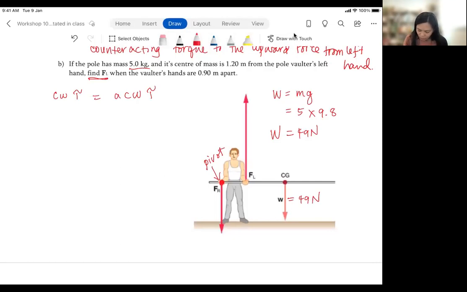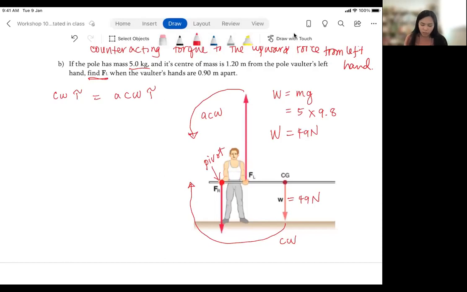Right, so looking at FL, it is upwards. It will tend to rotate the pole in an anti-clockwise direction about the chosen pivot point, whereas the weight force will tend to rotate the pole in a clockwise direction about the chosen pivot point, which is where the right hand is.